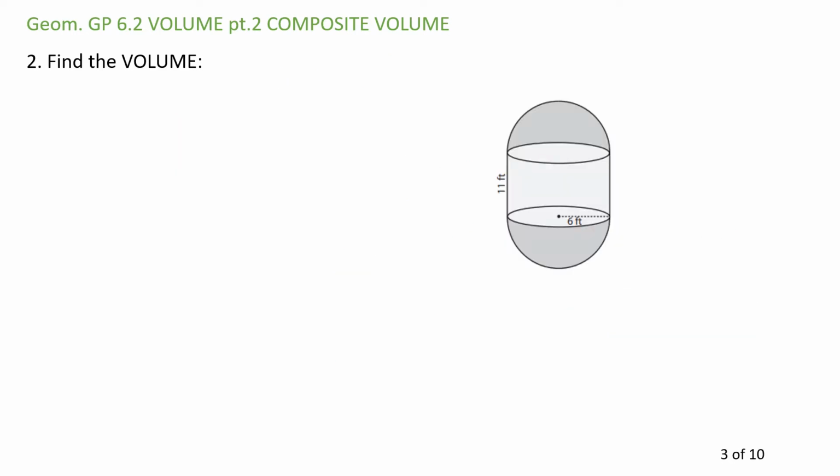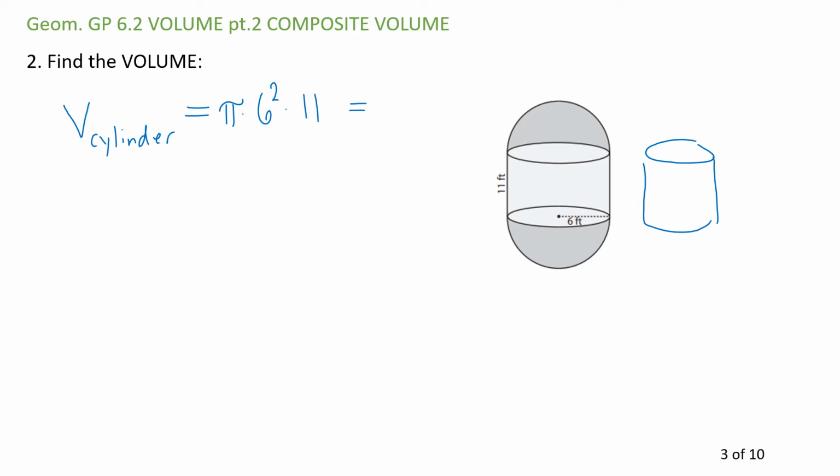Do the same thing on this one. What I have is actually, it looks like 3 different pieces. I've got a cylinder in the middle. I'm going to find the volume of a cylinder. And remember, it's just base times height. There's a formula for the volume of a cylinder. It is pi r squared, radius, times the height, which they're telling me is 11.